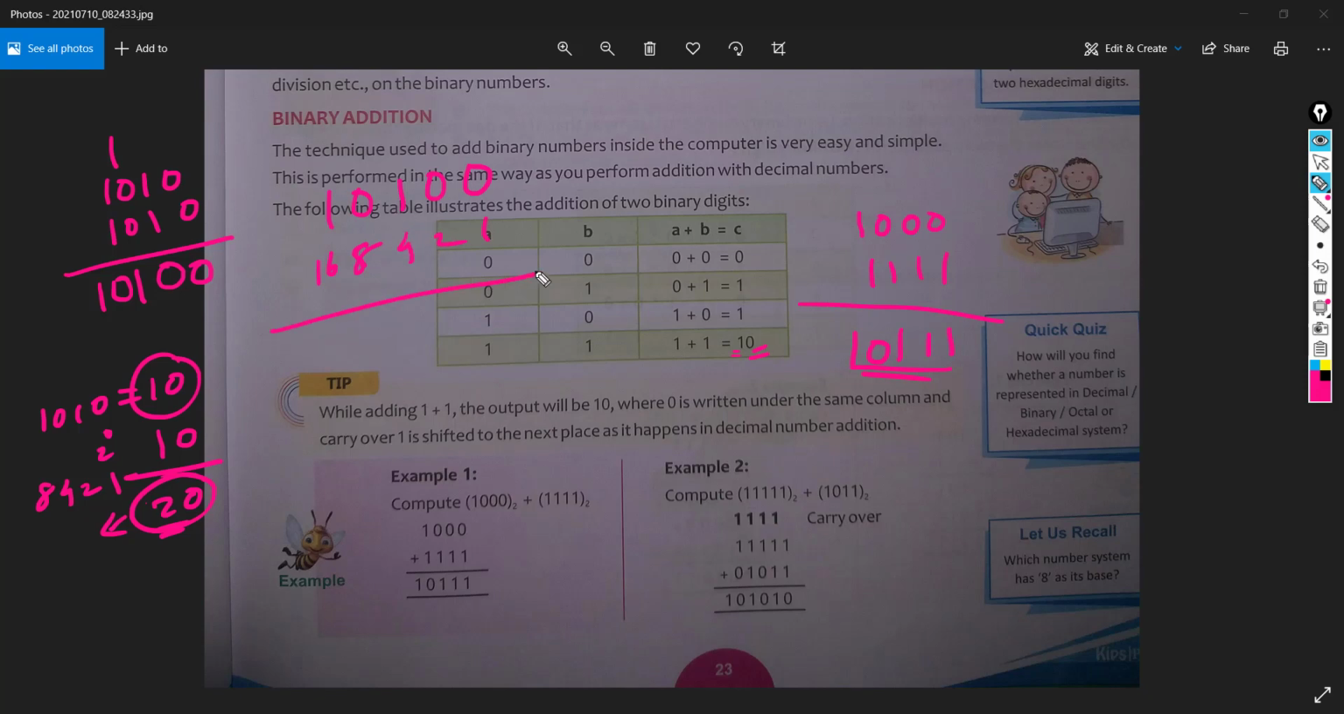Here, only in two positions we got 1, so we take its corresponding positional values, which are 16 and 4. Here it is 1, so we add 16. Here 0, so 0. Here it is 1, so we need to add 4. Here it is 0, so we add 0, and here also 0. Then 16 plus 0 plus 4 plus 0 plus 0 will be 20. So by adding decimal number 10 and 10, we get the decimal 20. So we got the correct answer. From here it is clear that we got the correct output.